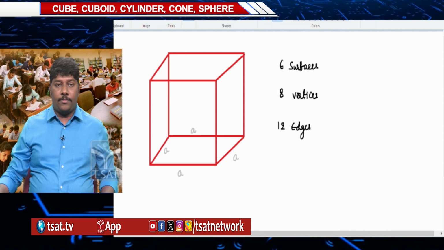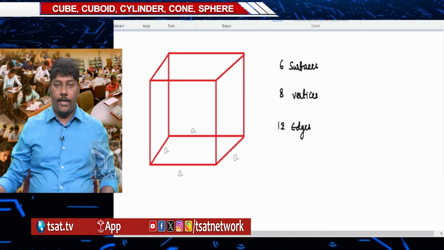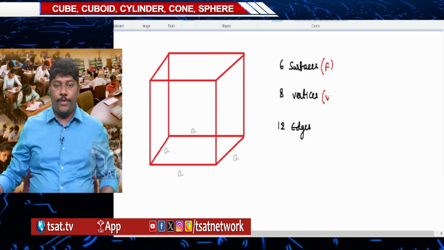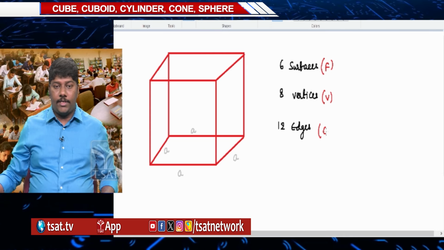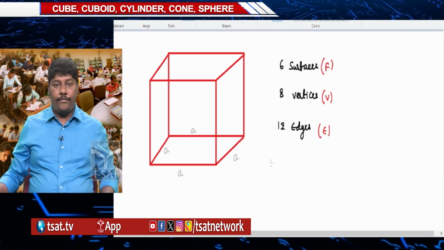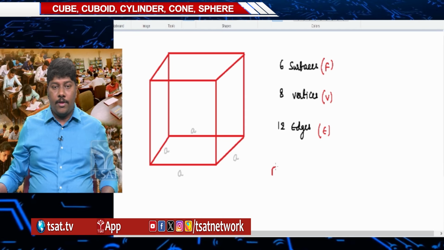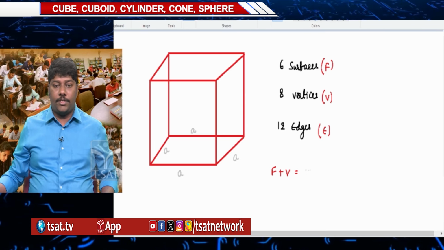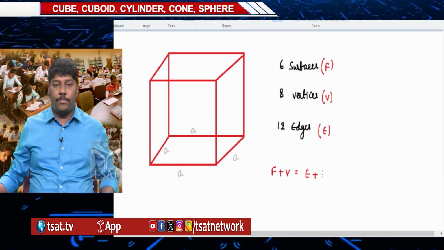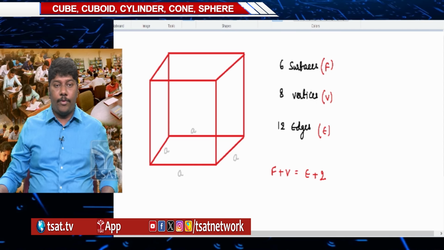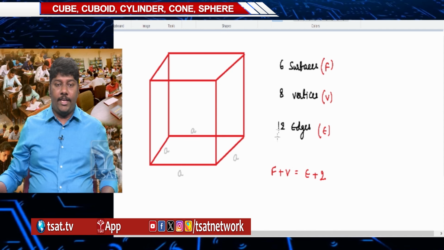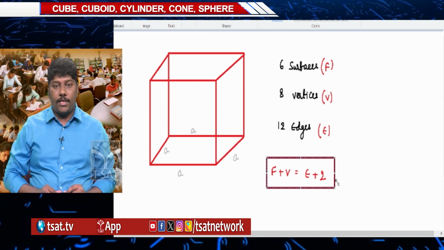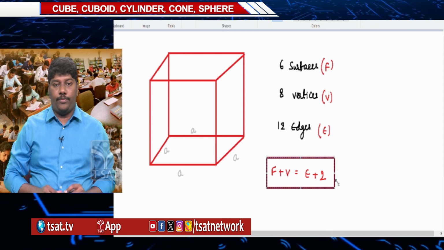For any polyhedron, just remember, surfaces we call faces F, vertices we call V, edges we call E. The relation between them is: the number of faces plus the number of vertices is equal to the number of edges plus 2. This holds good for any polyhedron. You take any polyhedron, this will be true. So, F plus V is equal to E plus 2.